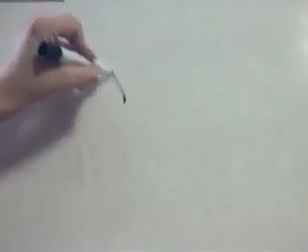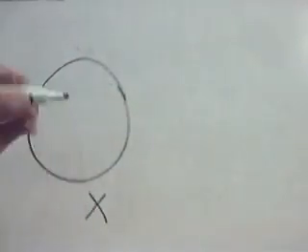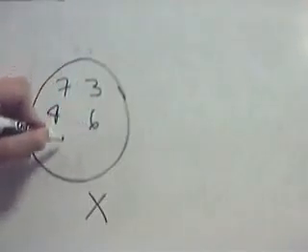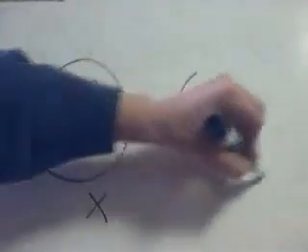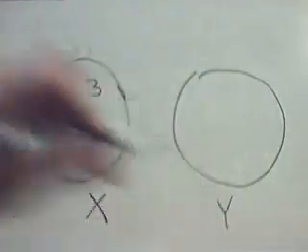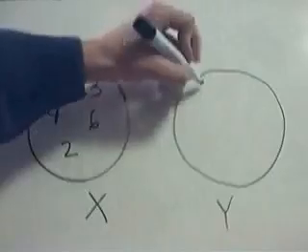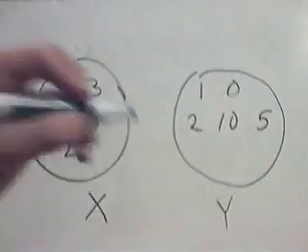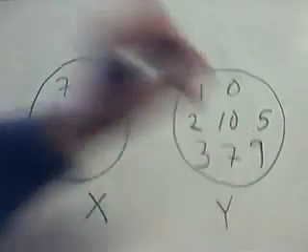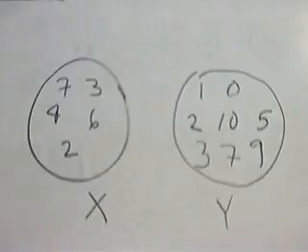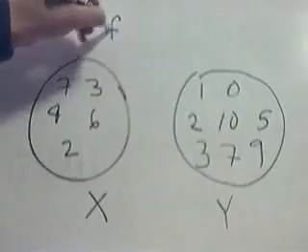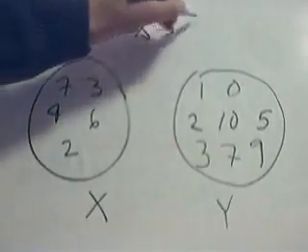And to get an example of what this might look like, let's draw a couple sets here. Let this be set x, put some numbers in here, say how about 7, 3, 4, 6, and 2. And we'll draw another set over here, y. And we'll put more numbers in that one. Let's say 1, 0, 2, 10, 5, maybe 3, 7, and 9. And these are just our sets. And we're going to make a function f from x to y. And we'll write that just as before, f from x into y.